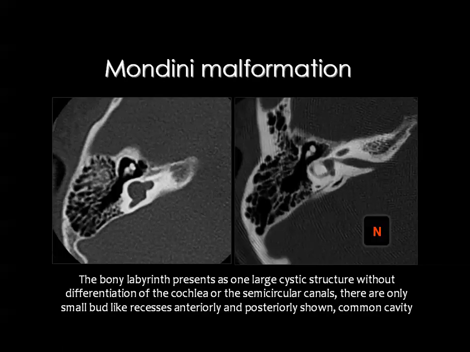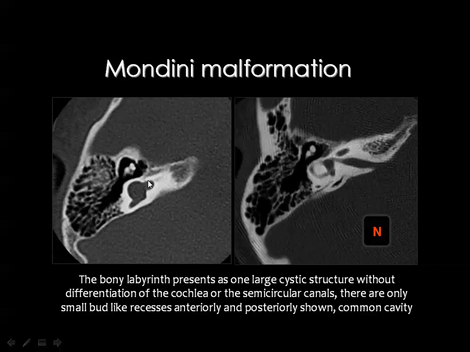And what about Mondini malformation? Mondini means that the inner ear structures are present, but they are deformed. They are of abnormal configuration. This is the normal appearance, you remember. The vestibule, the lateral semicircular canal, the posterior semicircular canal, and this is the vestibular aqueduct. This is the internal auditory canal, and this is the dome of the cochlea, and this is the middle ear structures and the ice cream cone.